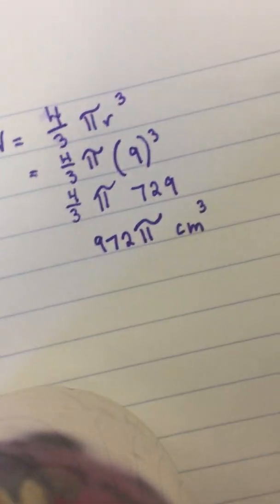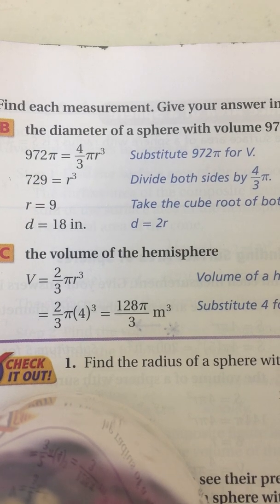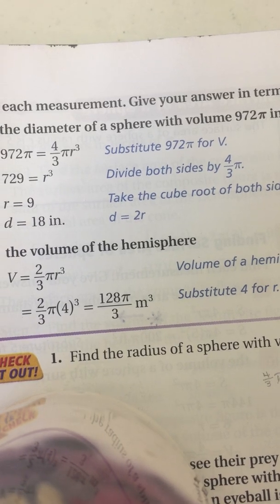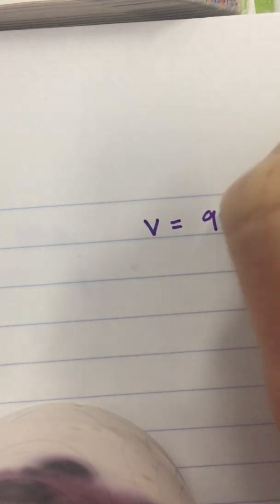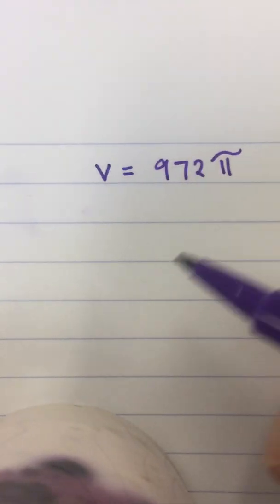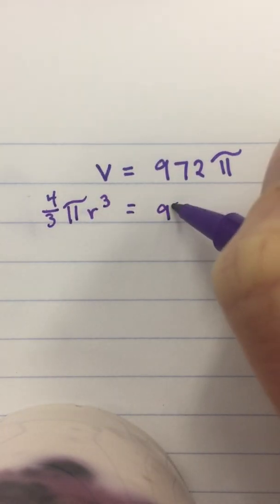Let's look at the top of the next page. This time they want us to find the diameter, not the overall volume, but the diameter of a sphere with volume of 972 pi inches cubed. So of course we're going to have to work our way backwards here. So let's go to the notebook and let's start with what we're given. We're told the volume is 972 pi inches cubed. And we need to fill in the formula for volume for a sphere, and that is 4/3 pi r cubed, and it's equal to 972 pi.